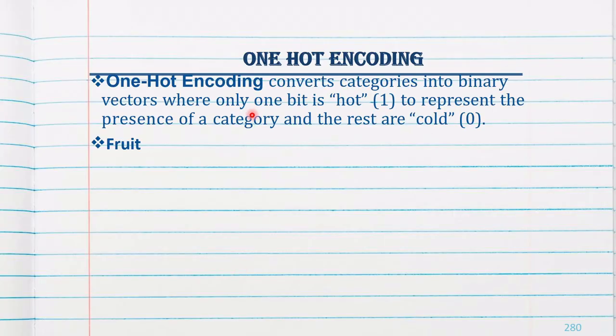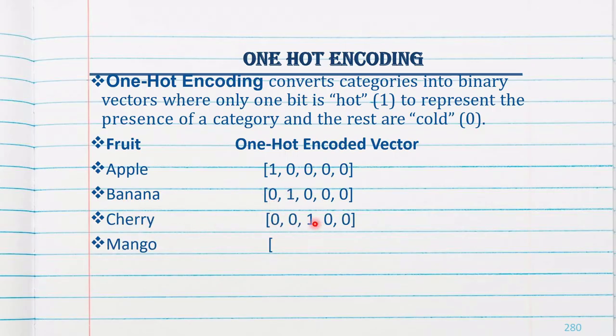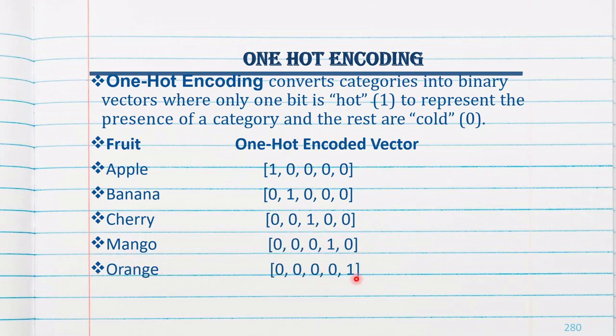One hot encoding converts categories into binary vectors where only one element is hot, 1, to represent the presence of the category, and the rest are cold. For fruit, apple is represented by the vector 1, 0, 0, 0, 0. Banana means the second one is 1. Cherry means the third one will be 1. Mango means the fourth one will be 1. Orange means the fifth one will be 1.